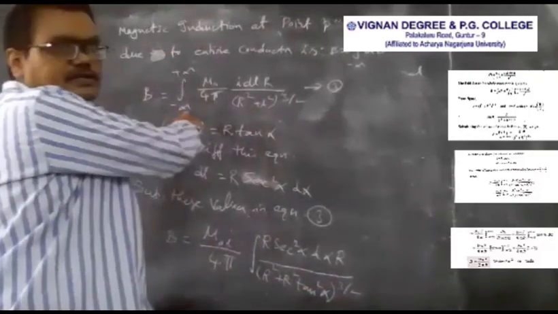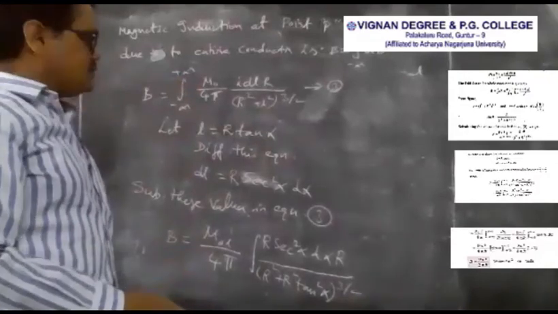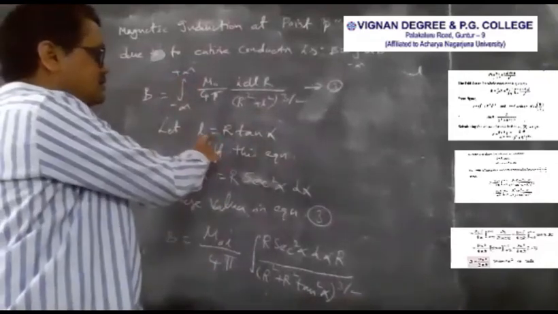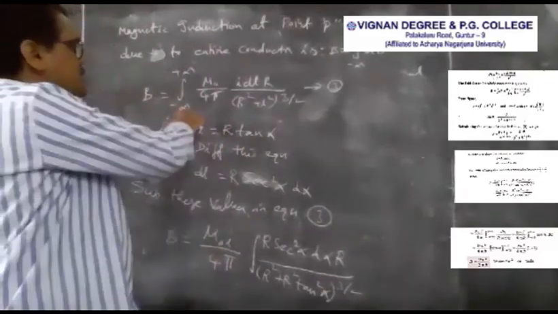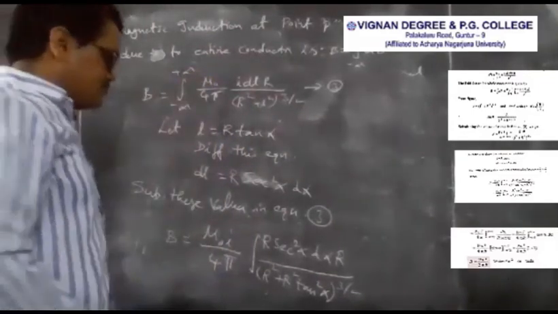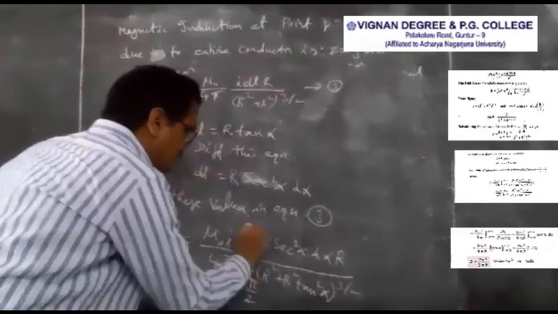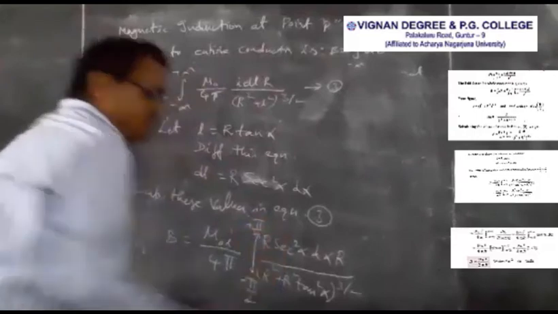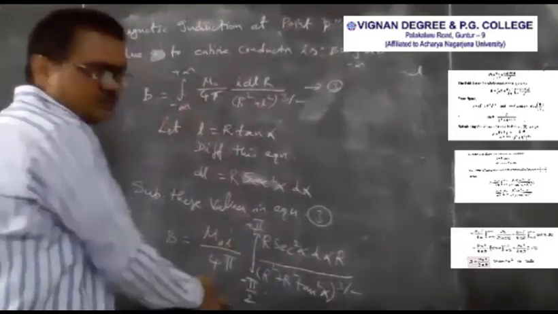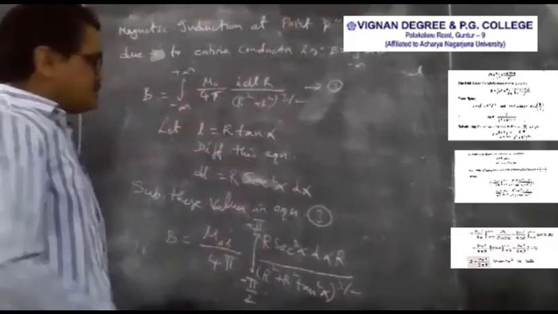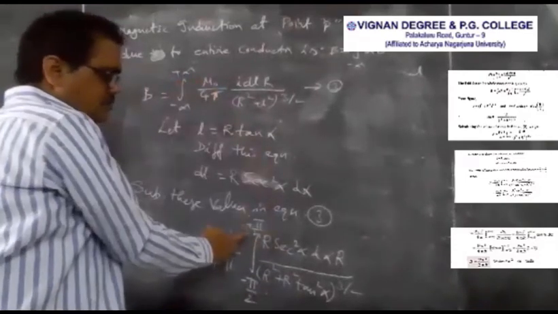Here, initially the limits are minus infinity and plus infinity. Since we are considering l is equal to R tan alpha, the limits change to minus pi by 2 to plus pi by 2. The lower limit minus infinity is changed to minus pi by 2, and the upper limit plus infinity is changed to plus pi by 2.